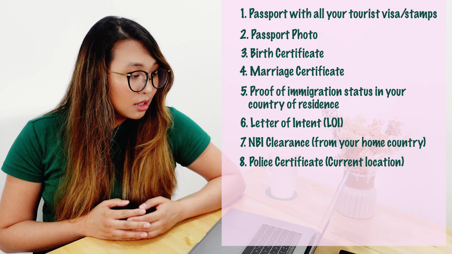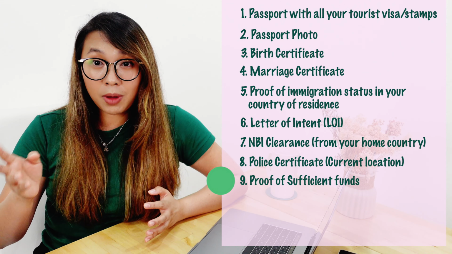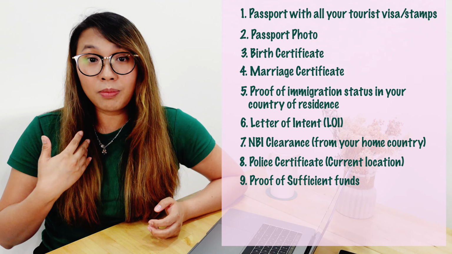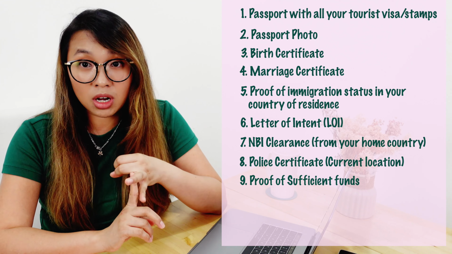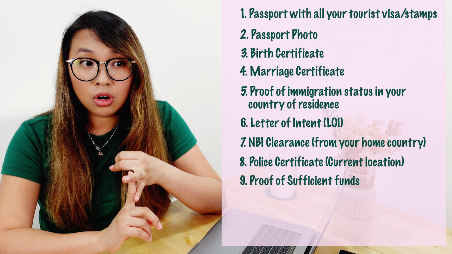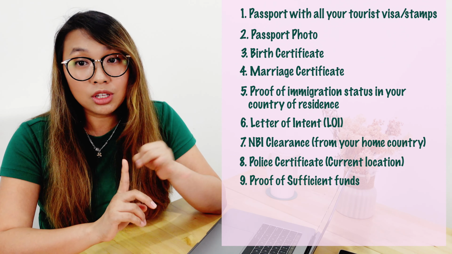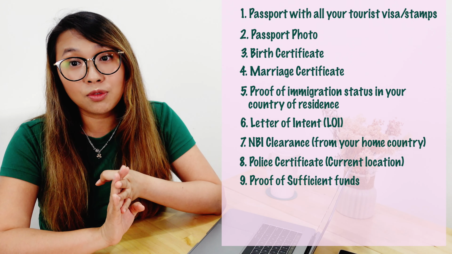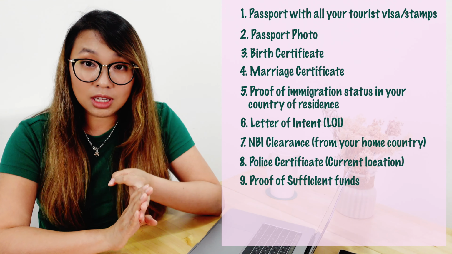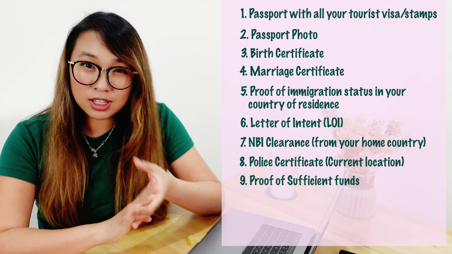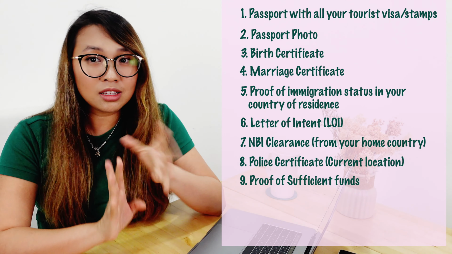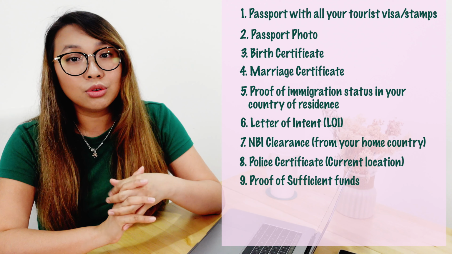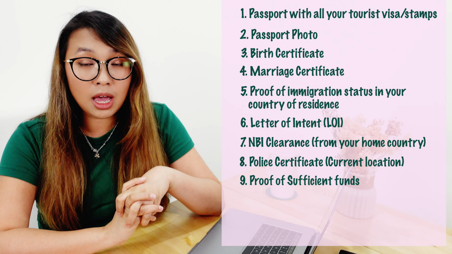And the next one is a proof of sufficient funds of your spouse or your own bank account. If you have enough money in your bank account, then you need to provide your bank certificate and bank statement for at least 3 to 6 months, just to be safe, 6 months. So yeah, that's the proof of funds that you can include in your OWP application.